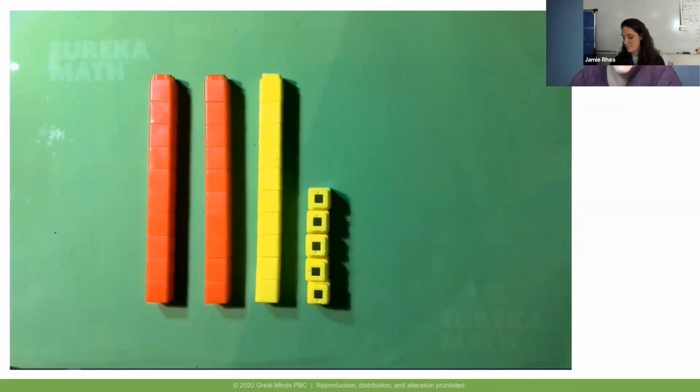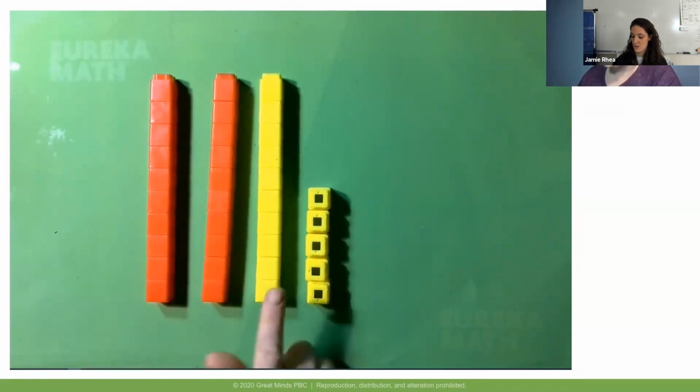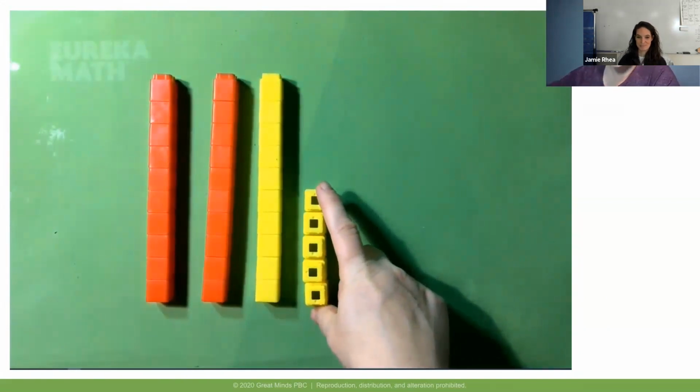Here are my 10 sticks. Watch as I count them. 10, 20, 30, 35, and 5 more make 35.